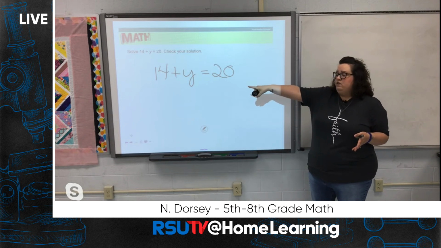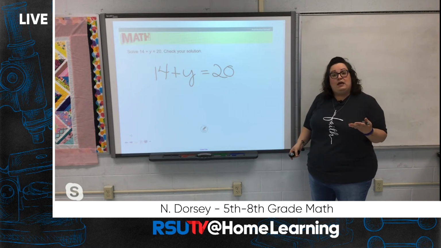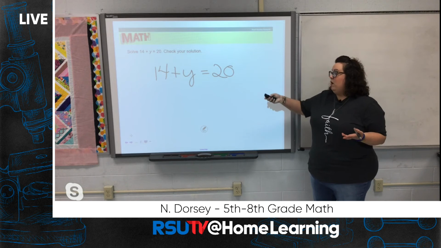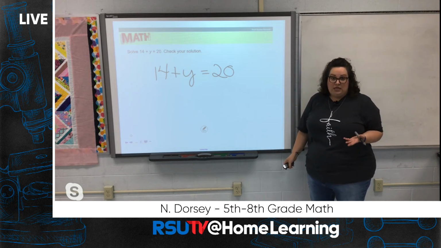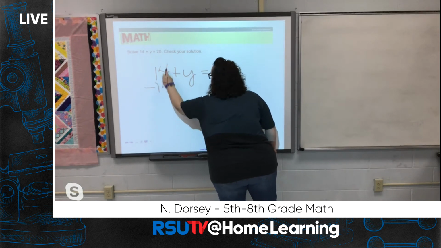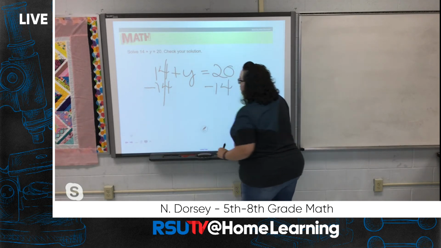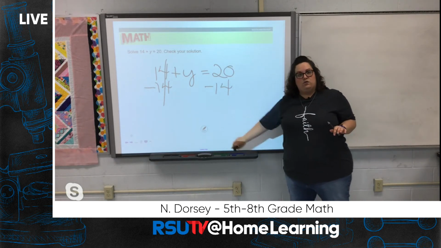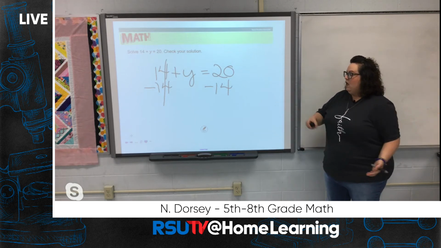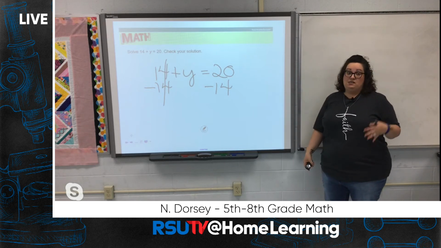So I want to look at the 14 and see if it's positive or negative, because that's going to tell me what I'm actually doing as far as an operation goes. So I can see that it's a positive 14. So I'm going to subtract 14 on both sides. And once again, we cross that out so that you know that goes away. And then we just do the math. 20 minus 14 is 6.